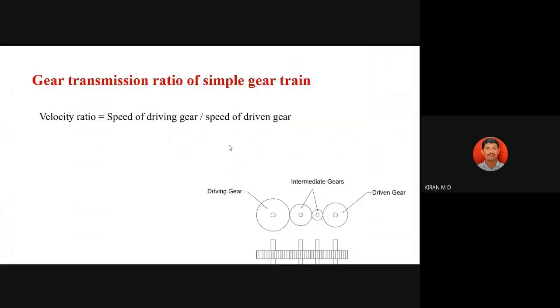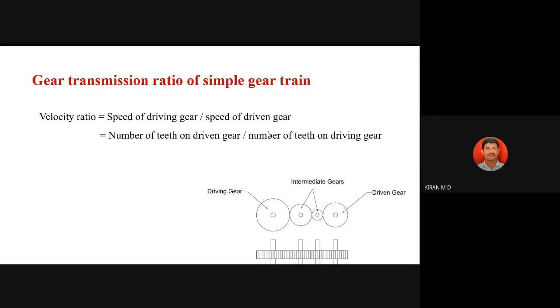We can write this equation by using the number of teeth on driven gear divided by the number of teeth on driving gear. Correct? N1 divided by N2 is equal to T2 divided by T1. Correct? Or D2 divided by D1. Have you remembered this equation? Yes, sure.